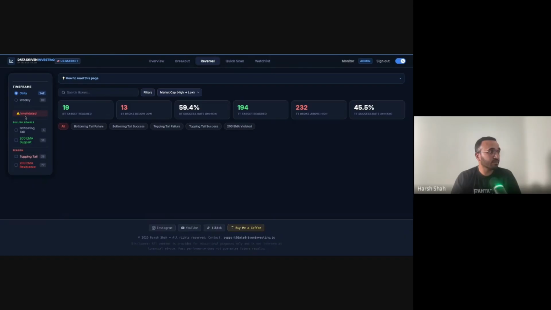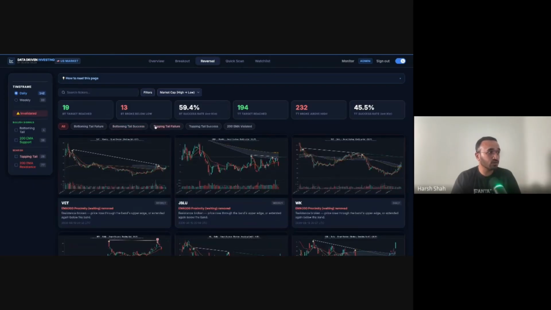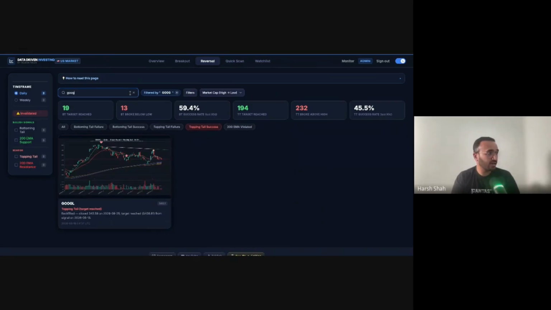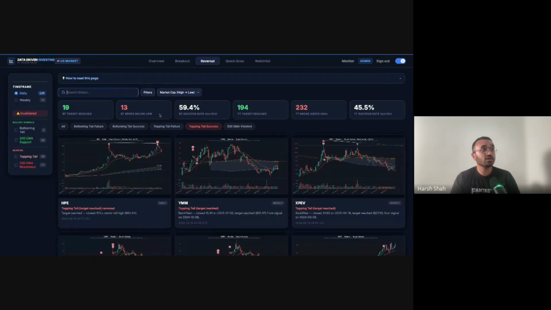So if I look at some results, there were some really good ones. If I look at, let's say, topping tail, this is HPE. I'm not sure if a lot of you folks are scanning it. It formed the topping tail right at this point, and it reversed back. And this happened with Google as well, as I discussed. It formed exactly at this point, and it reversed. It happened with SpaceX and many other stocks.